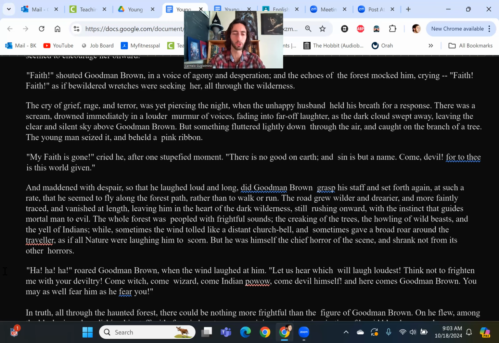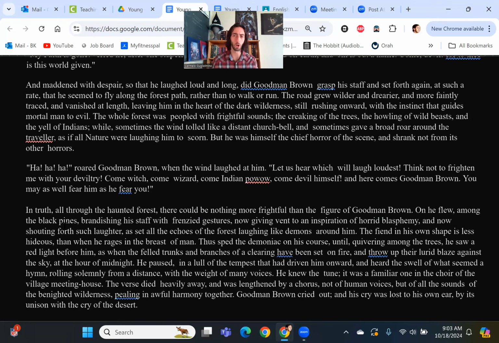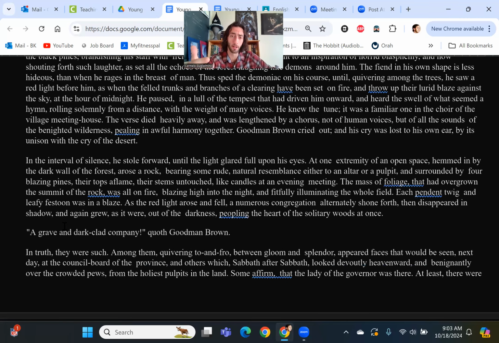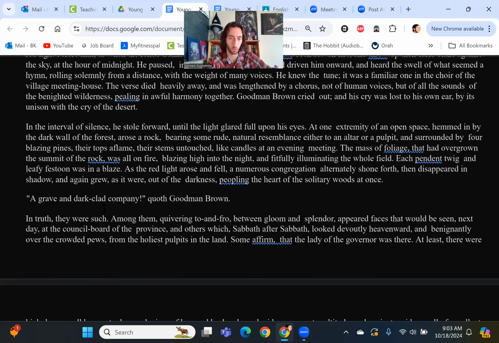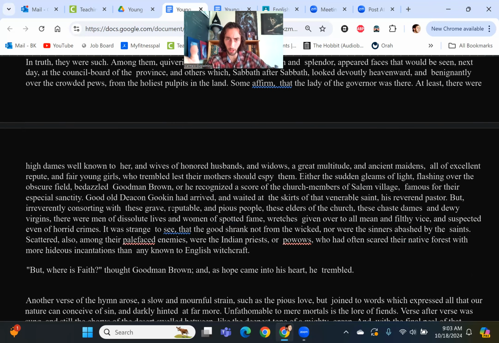And he kind of just runs and screams through the forest, laughing and screaming and taunting everything, just going nuts and throwing himself into this demoniac-like stupefaction. Okay. Now, he then comes upon the meeting place, and he sees that there are four pine trees that are kind of on fire, and there's a stone altar in the middle. There's tons of people there, a "grave and dark-clad company," he says. And there is a figure in the middle of the procession at the altar, who very clearly, as we're going to see, is the devil.